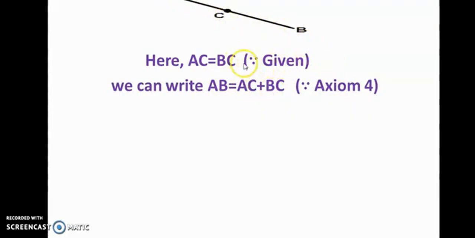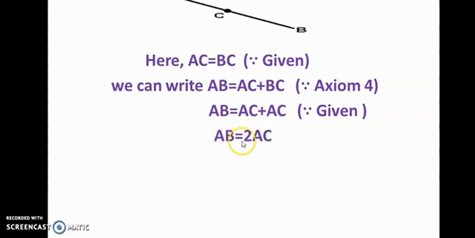And again, given that AC is equal to BC, can we replace this BC with AC? Yes, here I am replacing BC by AC. Then you simplify it, you will get AB is equal to 2AC, meaning AC plus AC is 2AC. Now divide AB by 2. Now you get half of AB is equal to AC, or AC is equal to half of AB. This is what you have to prove. You proved. You understood, children? Let us move on to our next problem.